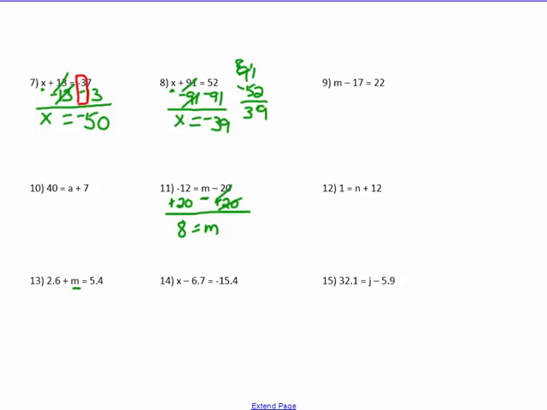I have to get rid of the 2.6. It's a positive. I know that it's a positive because there's nothing in front of it. So the opposite or inverse of a positive is a negative. So 2.6's cancel out. Bring down your m. 5.4 minus 2.6. Again, if you need to, you can put it into your calculator, but you should get 2.8 when you do that.